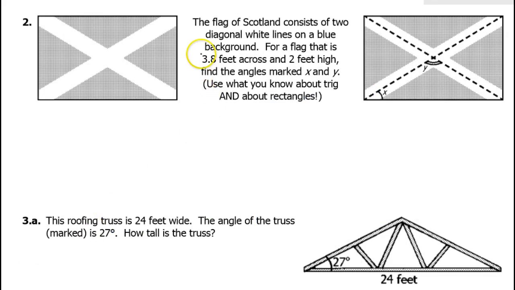Problem number 2. The flag of Scotland consists of 2 diagonal white lines on a blue background. For a flag that is 3.8 feet across and 2 feet high, find the angles marked X and Y. Use what you know about trig and about rectangles.